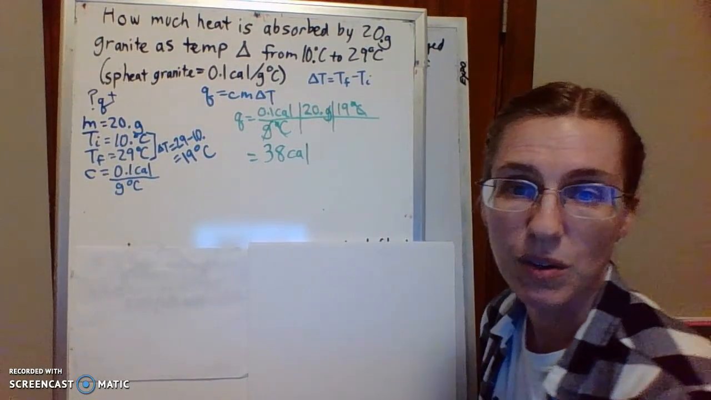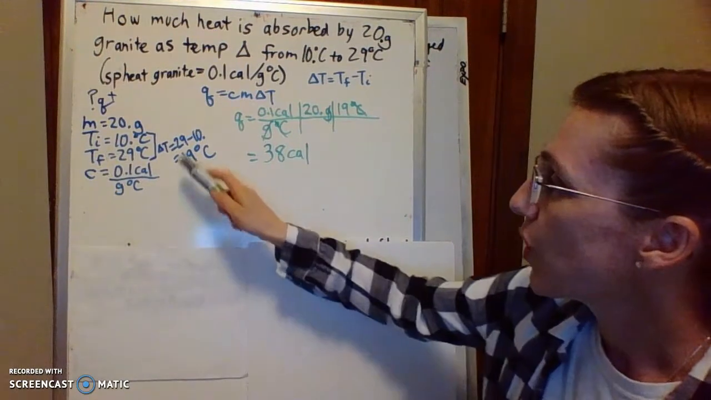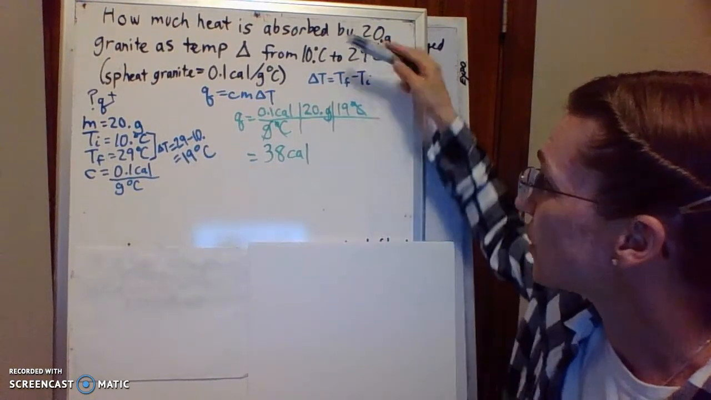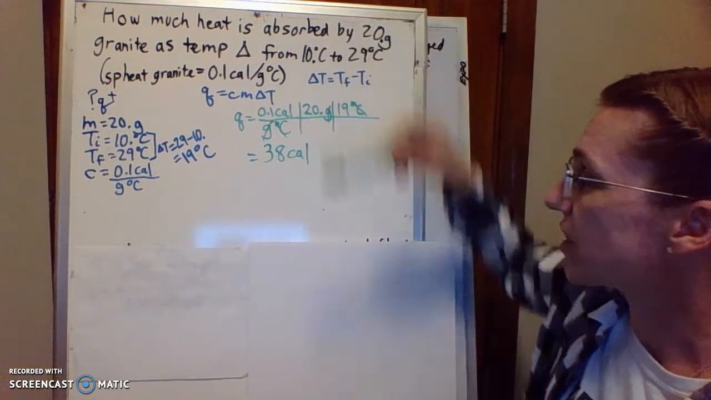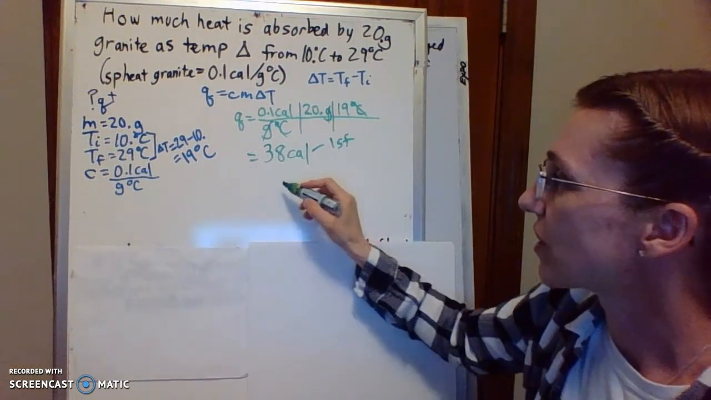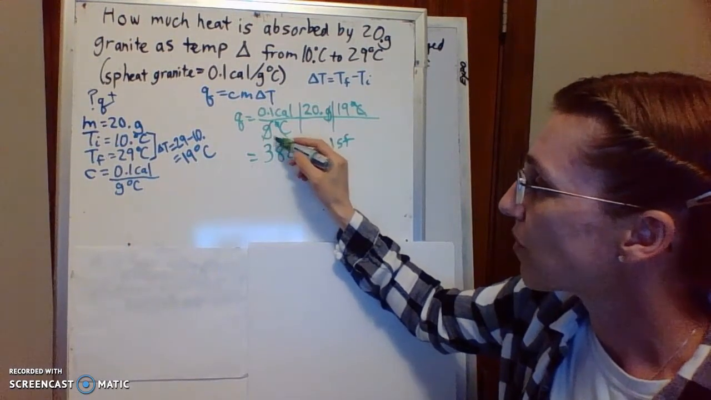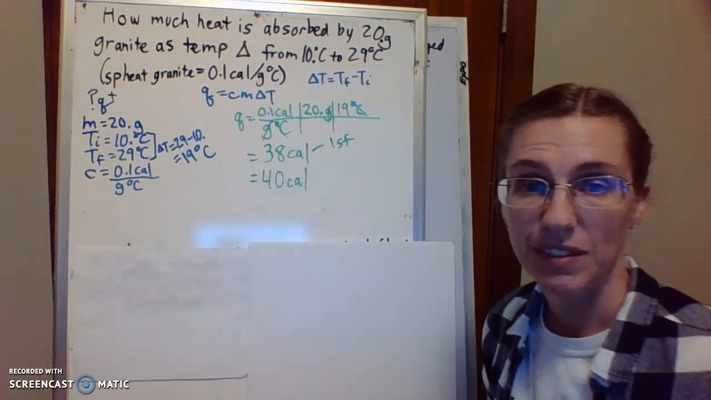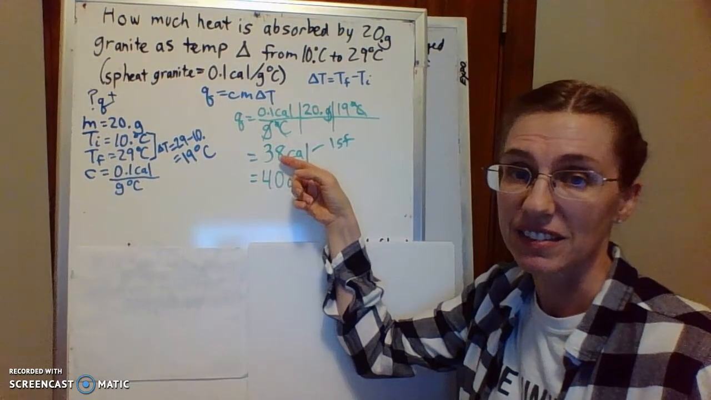Now we always have to ask that question about significant figures. So let's look at significant figures. We already did the significant figures over here. It was to the ones place, so we know that's good. Here we've got one significant figure, two significant figures, and two significant figures. So we only need one significant figure in this answer. So if we only need one significant figure, we need to round this, and we're going to round up. So the answer is 40 calories. And our 40 calories is more precise than the 38.